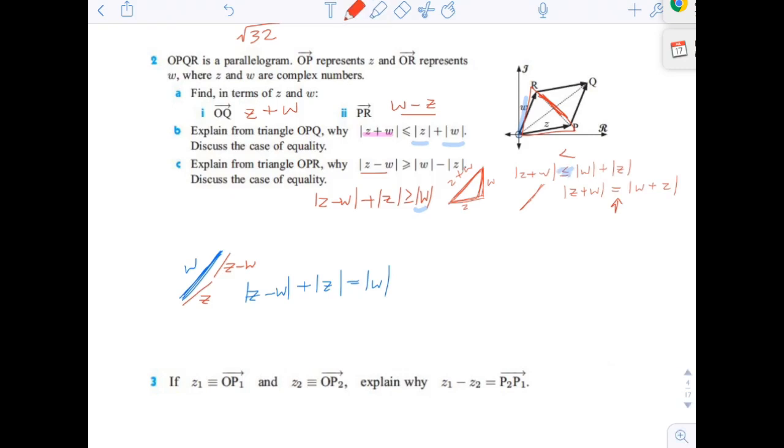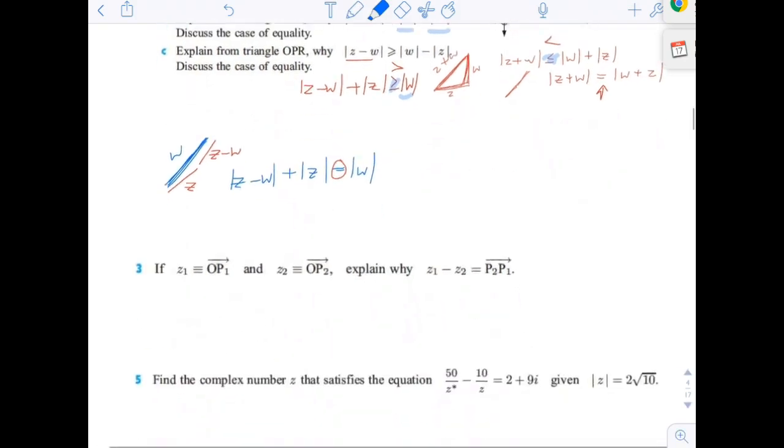Okay? So first with the triangle, they say that it's greater than here. And then when they do the equality case, they say that they're equal, and then they put them together, and that makes the greater than or equal to. Okay? So that's why they do the equality case.